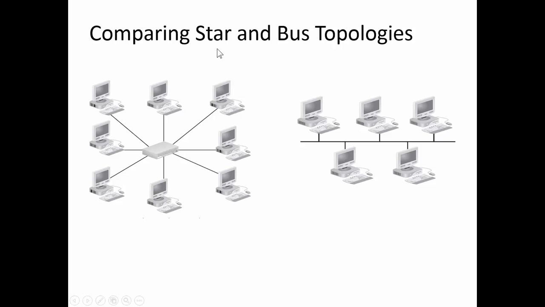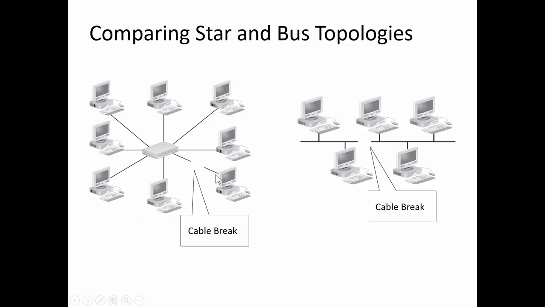If we compare the star and bus topologies, we can see that a bus topology takes much less cable than a star topology. But the disadvantage of a bus topology is that if you get a cable break, it can knock out most or all of the computers on the network. As compared to a star topology, if you get a cable break, it's only going to knock out a single computer.